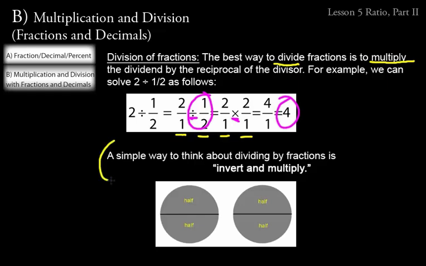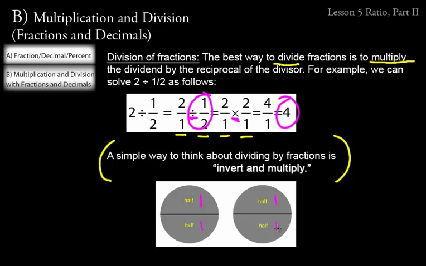Remember this right here. A simple way to think about dividing by fractions is to invert and multiply. So we're saying, how many halves can I split 2 wholes into? Well, just count them right here in this example. There's 1, 2, 3, 4 of them, right? There's 4 halves. I could split 2 whole pieces into 4 halves. So we can see how 2 divided by half is the same thing as 2 times 2.